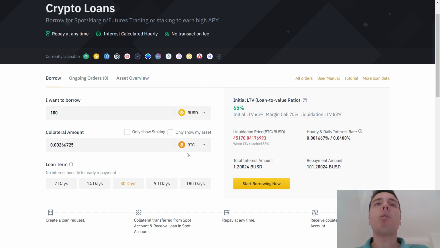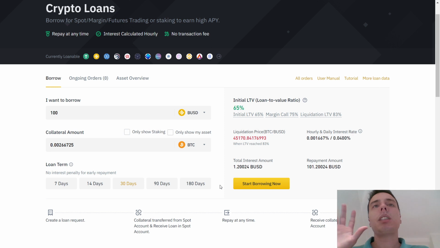And when you borrow and you click this button here, you will receive those BUSD on your spot account as well. And this BUSD that you will borrow, you can use to do whatever you want. You can trade, you can even withdraw. So depending on your strategy, it might be interesting to do something like this. But you need to know exactly how it works. If Bitcoin falls like 20 something percent, like 22 or 23%, you will already be liquidated.